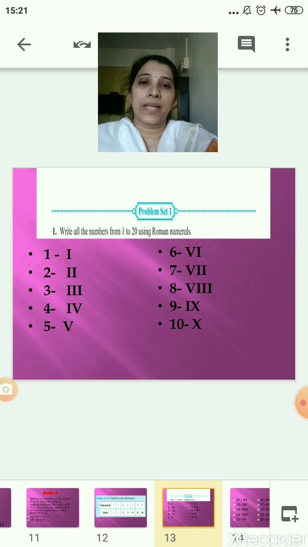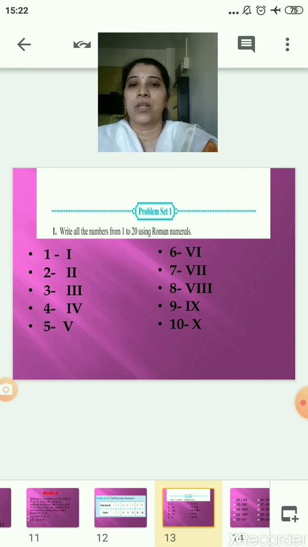Now in your textbook there is a problem set 1. In this problem set 1, the first question asked is, write all the numbers from 1 to 20 using Roman numerals. So we will be writing the numbers 1 to 20 using Roman numerals. When you write the number 1, you will write it as capital letter I.